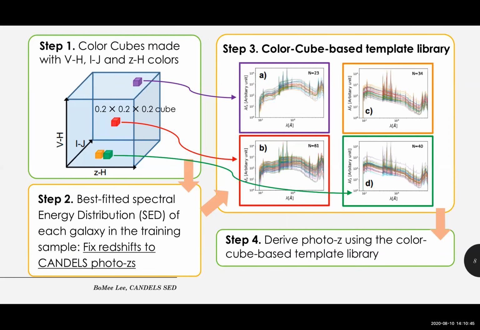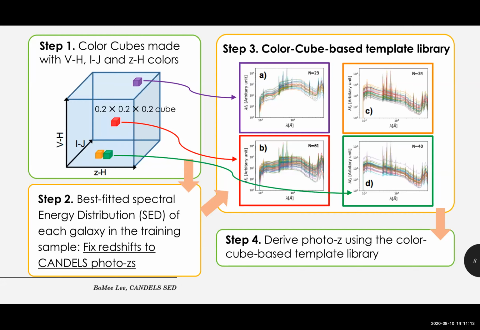Our method is quite simple. Step 1, we choose V-H, I-J, and G-H colors after experimenting with various combinations of color space. Using those V-H, I-J, and G-H colors, we simply make bins in each color space with a bin size of 0.2 magnitude to build color cubes in 3-dimensional color space.